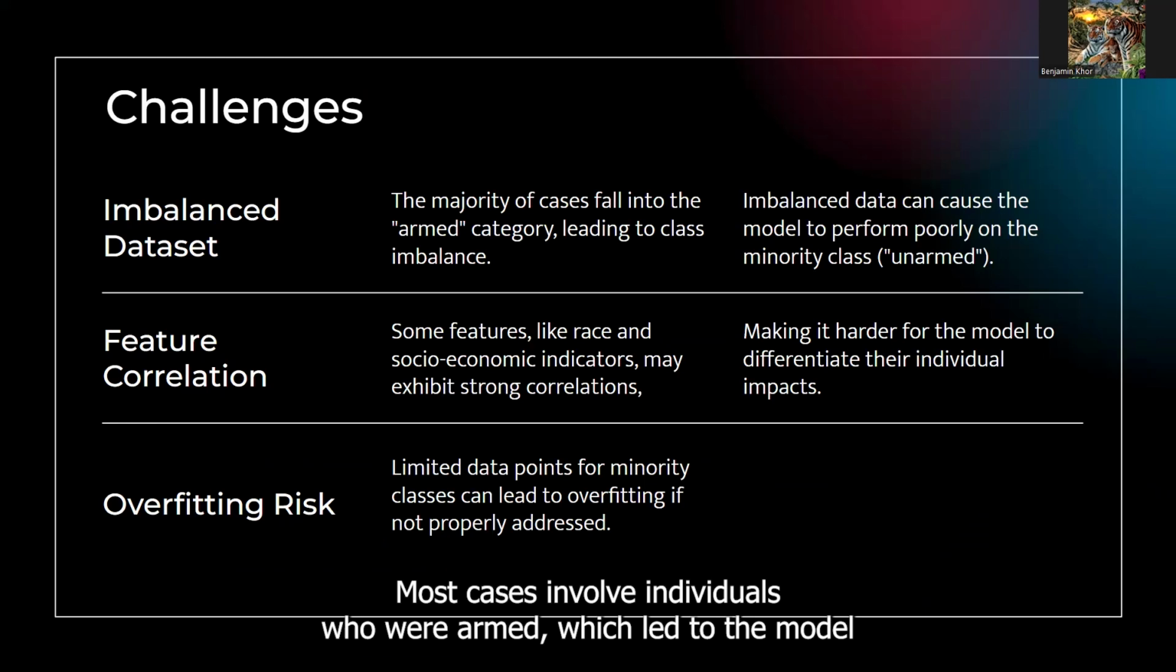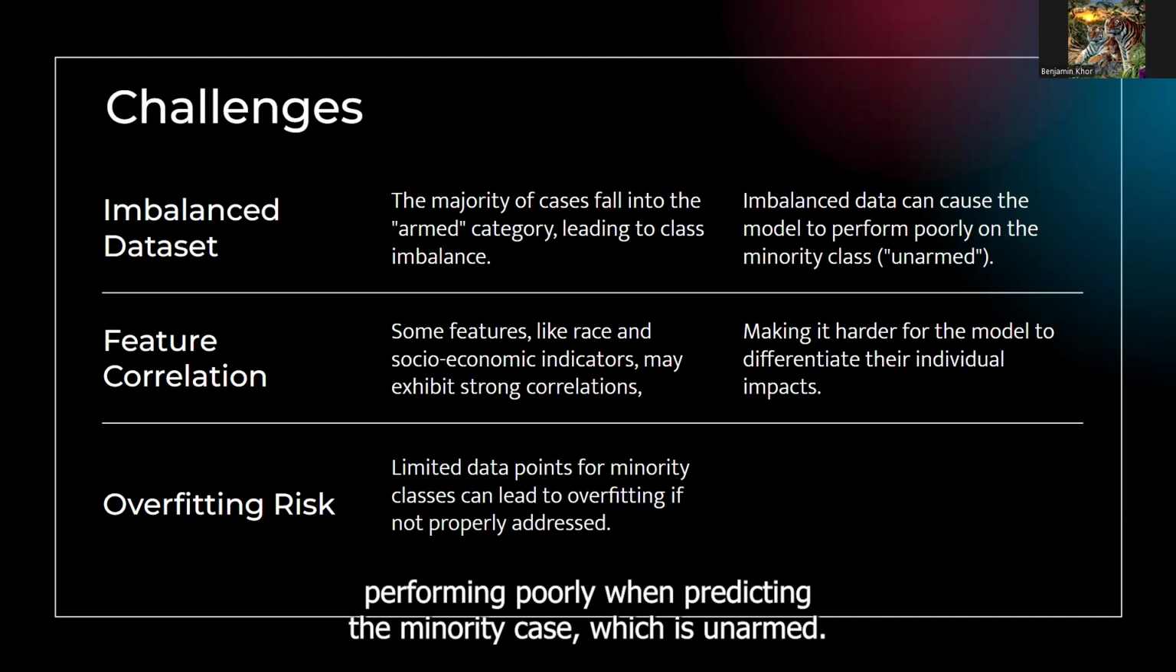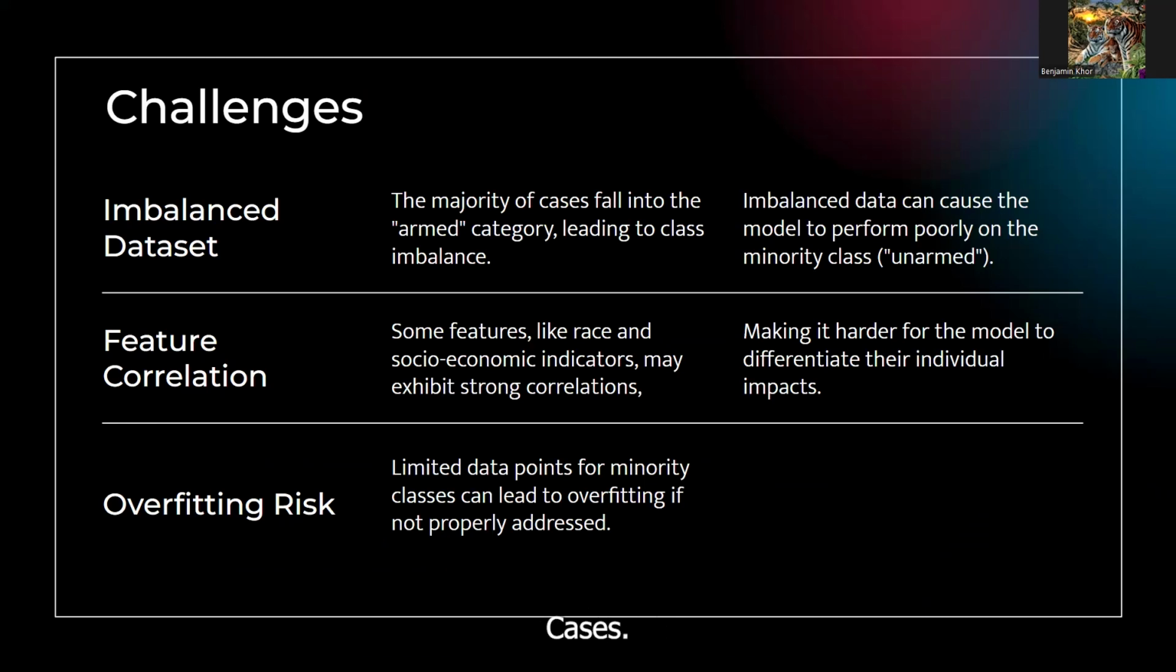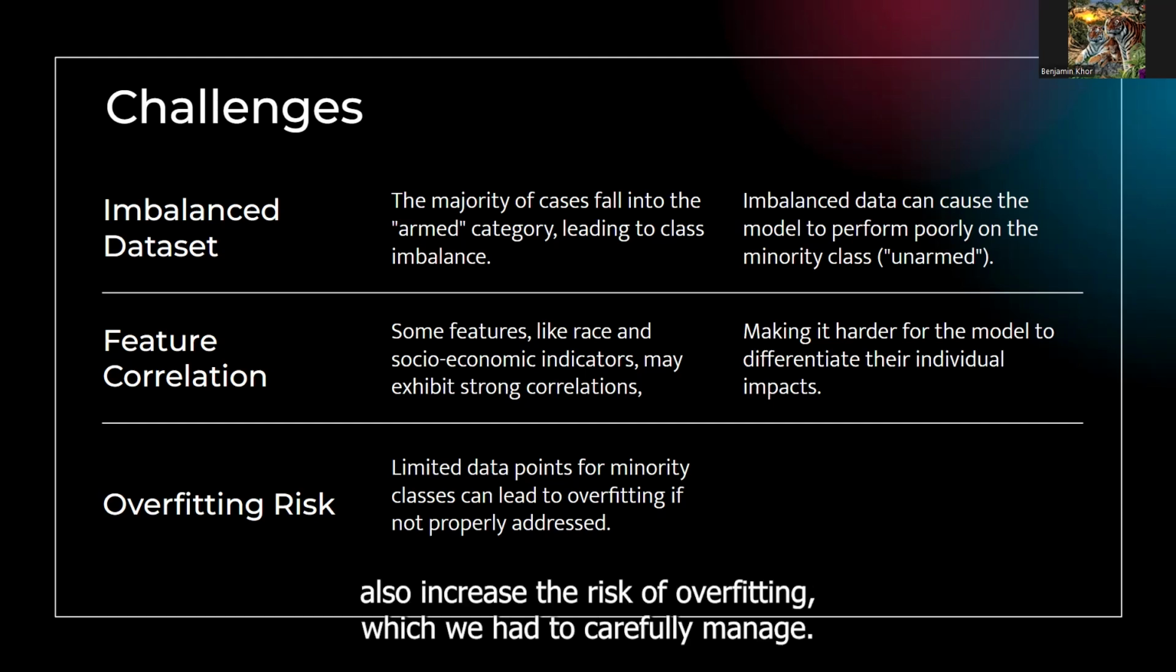Most cases involve individuals who were armed, which led to the model performing poorly when predicting the minority case, which is unarmed cases. Additionally, strong correlations among features like race and socio-economic indicators complicate our ability to isolate their individual impacts. Finally, limited data points for minority classes also increase the risk of overfitting, which we had to carefully manage.